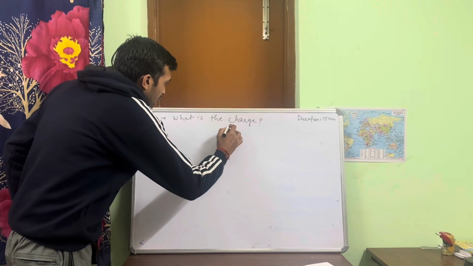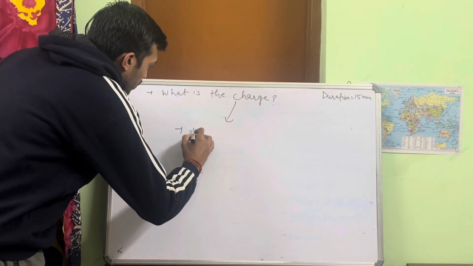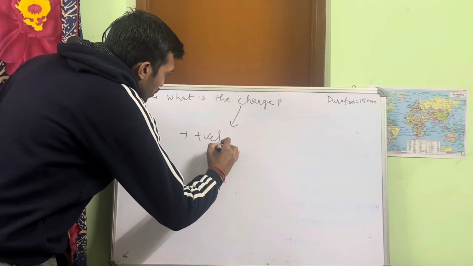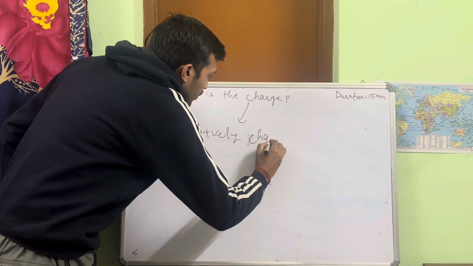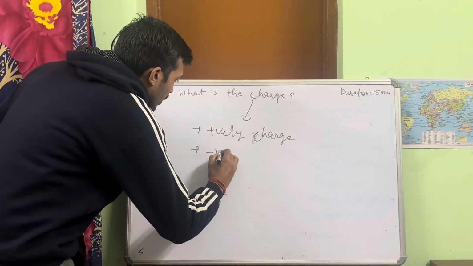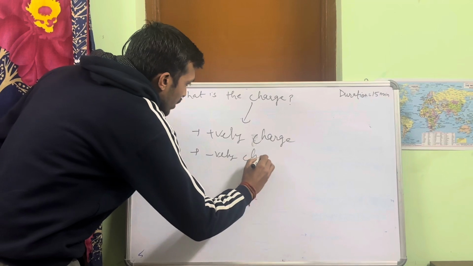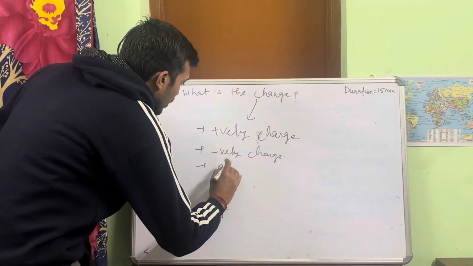So charges are three types basically: positively charged body, negatively charged body, and neutral body.